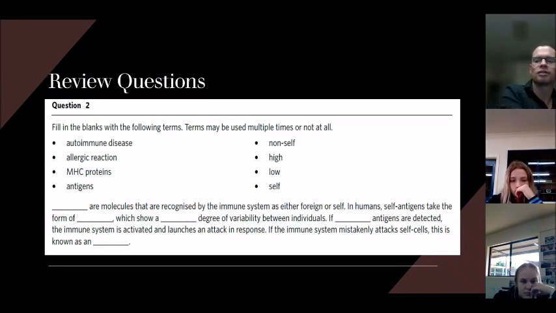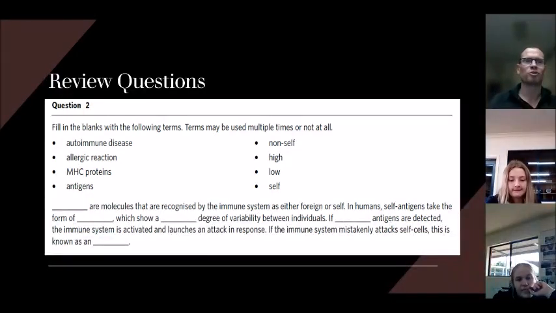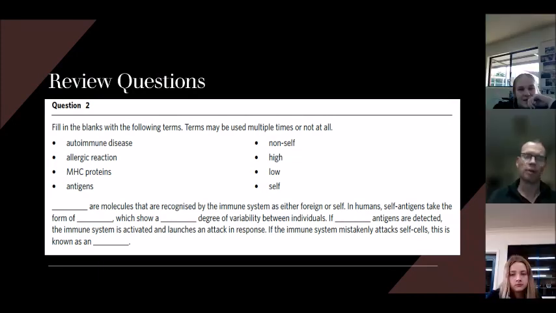So how do we feel about filling in those blanks? Let's start with the first word. What's the first word? Antigens. Yeah. So antigens are molecules that are recognized by the immune system as either foreign or self. In humans, self-antigens take the form of? MHC proteins. Yep, MHC proteins.